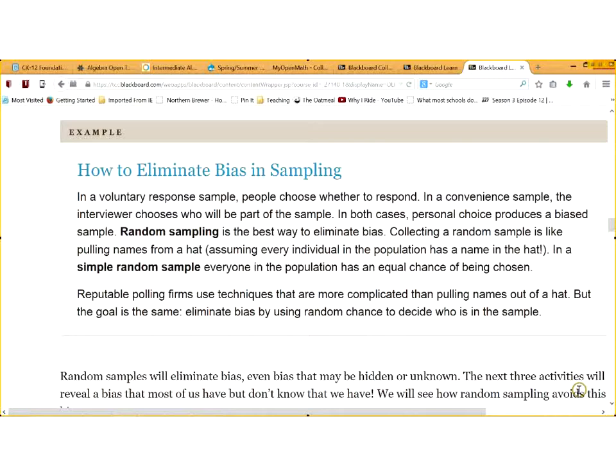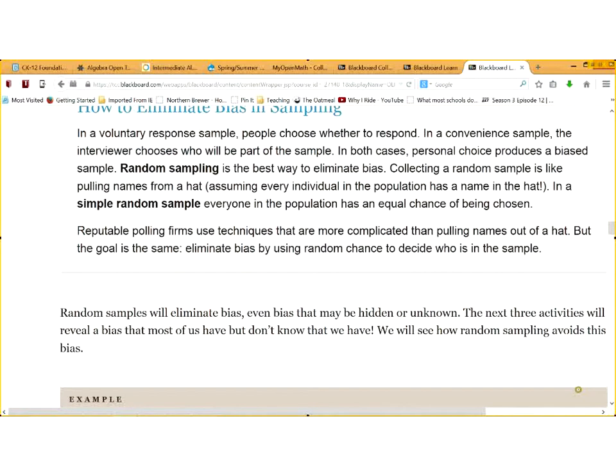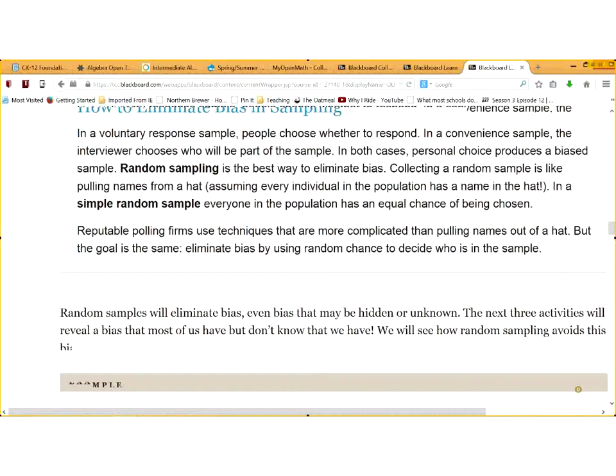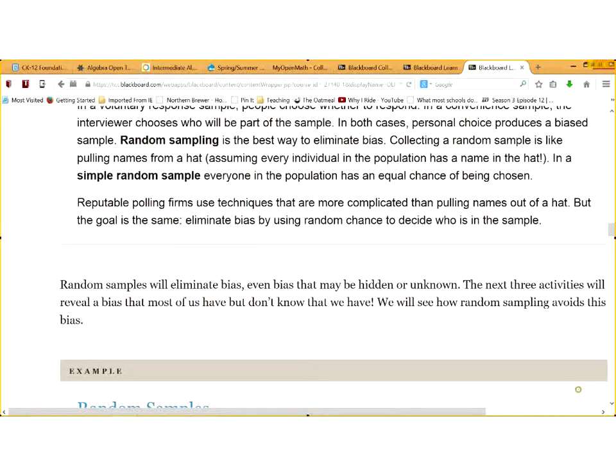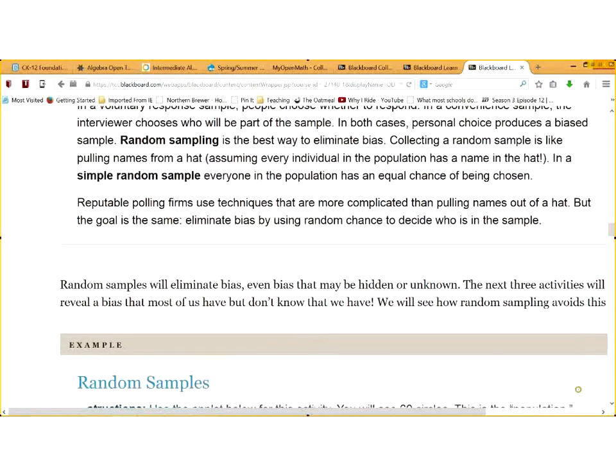The simplest way is simple random sampling, which is like picking names out of a hat. If you put every name in the population in a hat and you drew them, that would be simple random sampling. That's not always possible because you don't always have all the names from your population. Random samples eliminate bias, even bias that may be hidden or unknown.